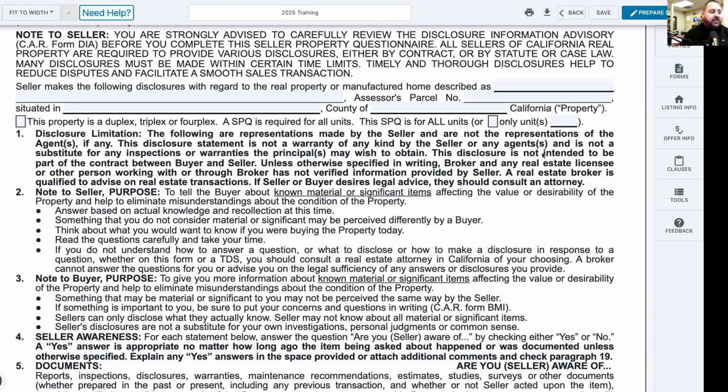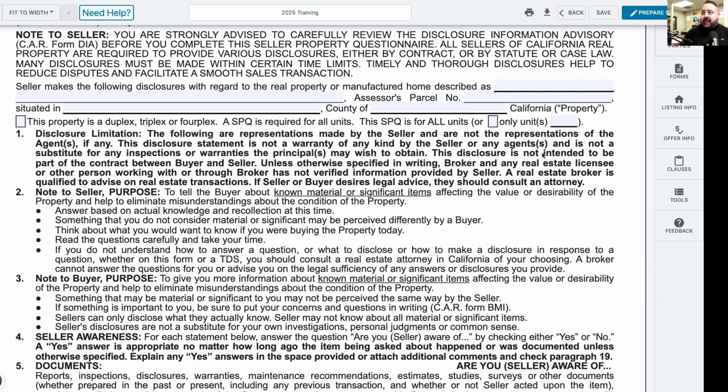If you do not understand how to answer a question or what to disclose or how to make disclosure in response to a question, whether it's on this form or a TDS, you should consult a real estate attorney in California of your choosing. A broker cannot answer the questions for you or advise you on the legal sufficiency of any answers or disclosures you provide.